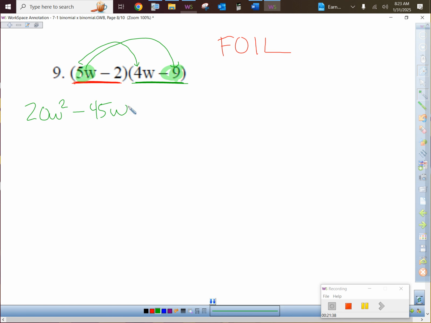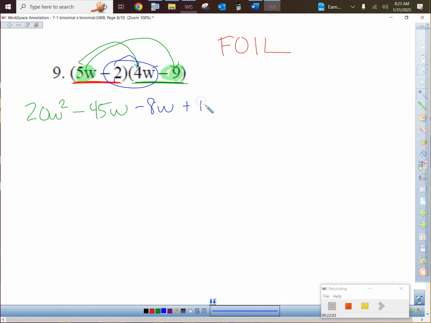And I'll bet you're smart enough to know if O stands for outside, guess what I stands for? Inside. Doesn't that mean you take these two guys? They're the closest inside to each other, right? Times each other. So that's minus 8w. And then L stands for last. You take the last term in each group times each other. Is this negative 2 times this negative 9? What's negative 2 times negative 9?